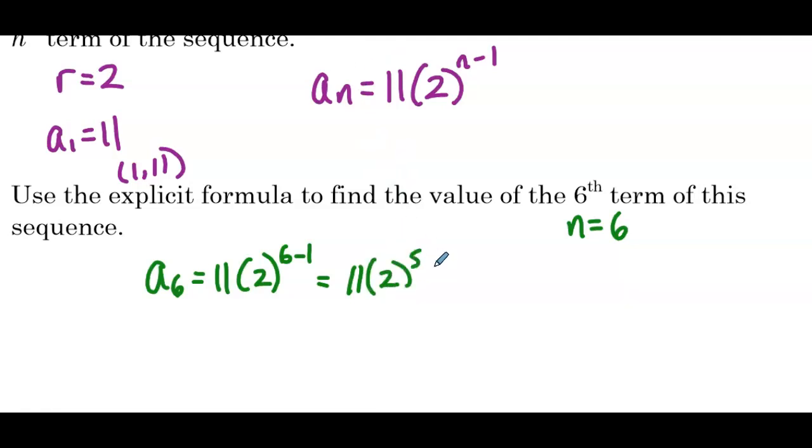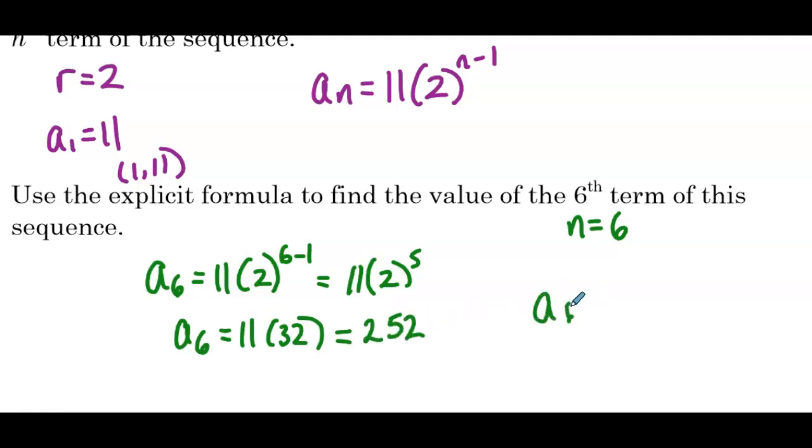Two to the 5th. So a sub 6 is 11 times 32. So 32 times 10 is 320. 32 times 1 is 32. So we have 352. So a sub 6, the sixth term of this sequence, is 352.